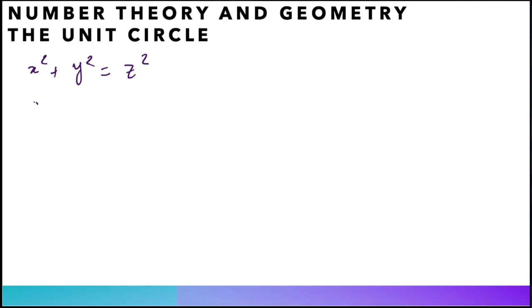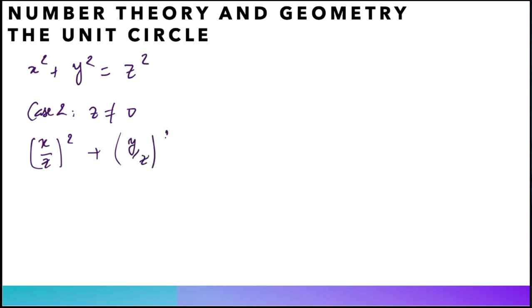The second case is when z is different from 0. In this case, we can divide both sides of the equation by z squared, which yields (x over z) all squared plus (y over z) all squared is equal to 1. Now how is this going to help us find all the primitive Pythagorean triples?